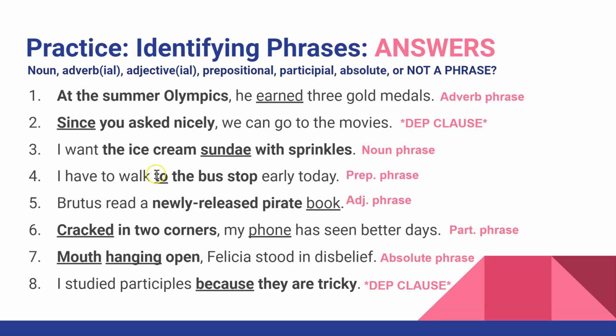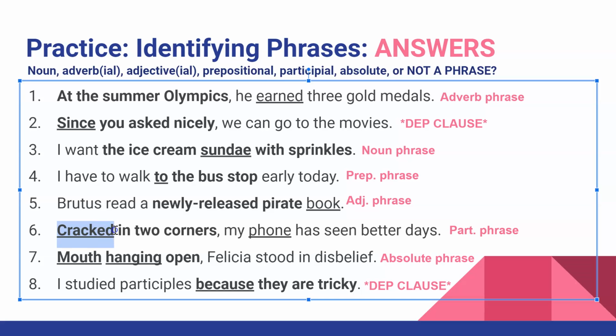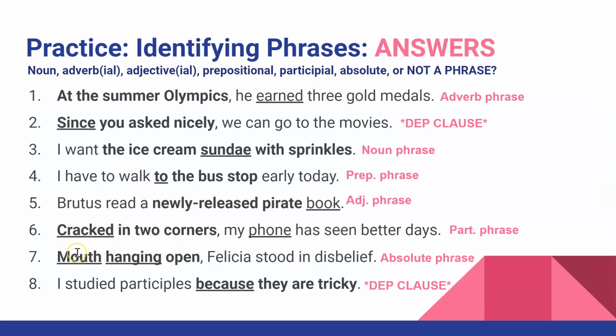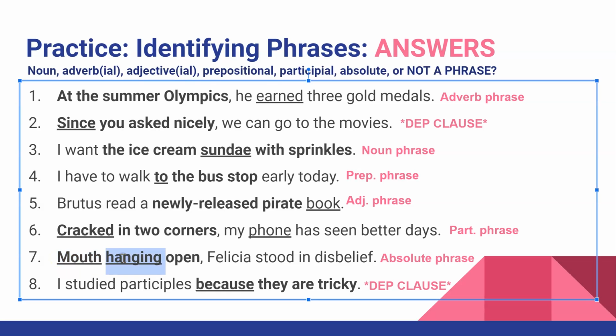Number 4 is a prepositional phrase because of the word to. It's where I'm going. It's a location phrase. Number 5, Brutus read a newly released pirate book. What kind of book? This kind. These are adjectives describing the book. Number 6 is a participial phrase because it's a chunk of words that starts with a participle. It looks like a verb, but it's describing the phone screen that's cracked. Okay? The phone is not actively cracking right now or something. Number 7 is an absolute phrase. And remember, the absolute phrase has that specific formula it has to meet. It has a noun. It has a participle. And none of these are true verbs or predicate verbs. So it still counts as a phrase describing Felicia.